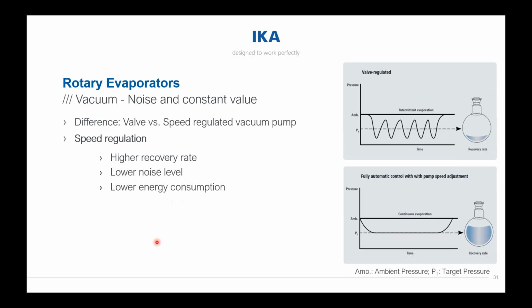And of course, you will also have a lower energy consumption, because your vacuum pump doesn't have to be at full power all the time, as full power vacuum pumps always have to be used with valve regulated vacuum control. So this is just an insight that you can really improve your evaporating process by using a speed regulated vacuum pump with a speed regulated vacuum controller.